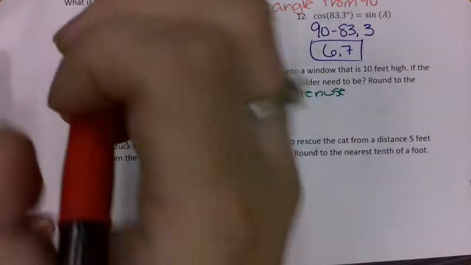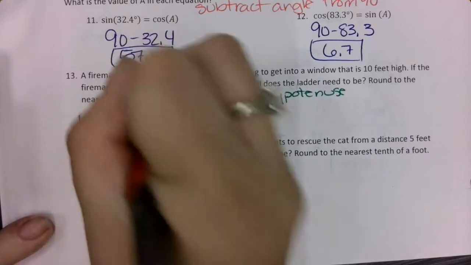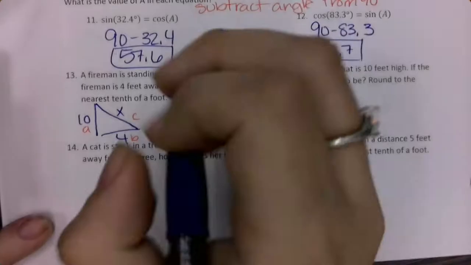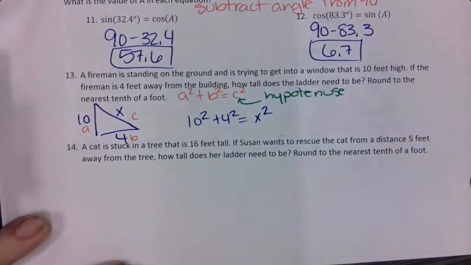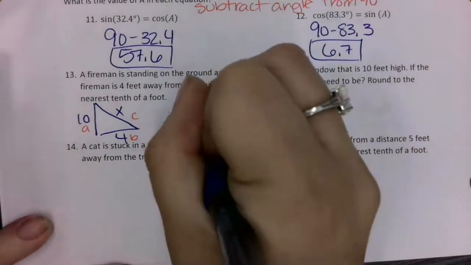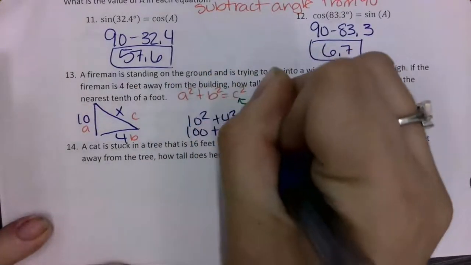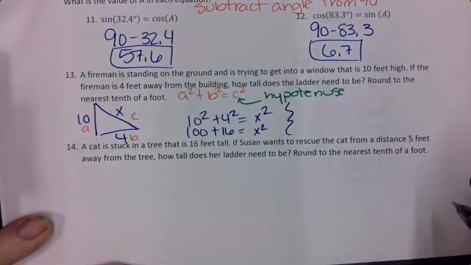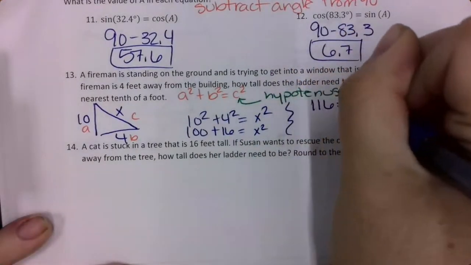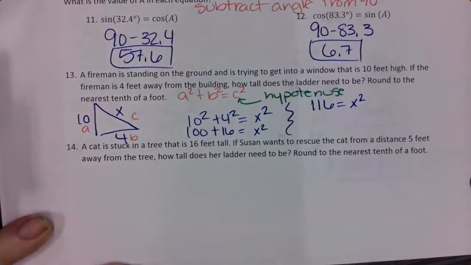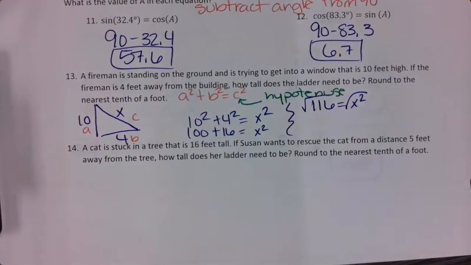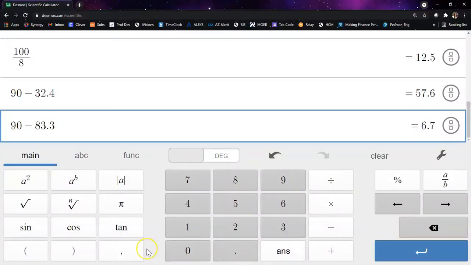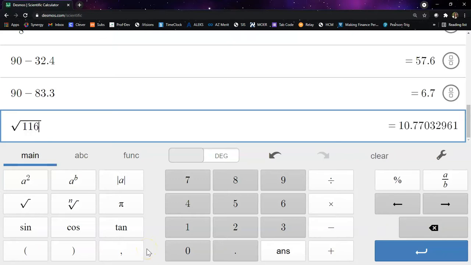So I'm going to go label this picture. A and B don't matter. C is the longest side. So I'm going to have 10 squared plus 4 squared equals x squared. 10 squared is 100. 4 squared is 16. So 100 plus 16 is 116. This equals x squared. Then I want to square root both sides, which gets me 10 point, this is going to round to an 8.